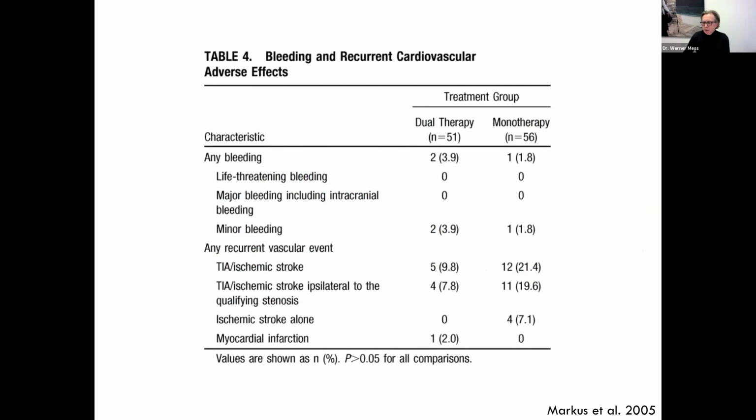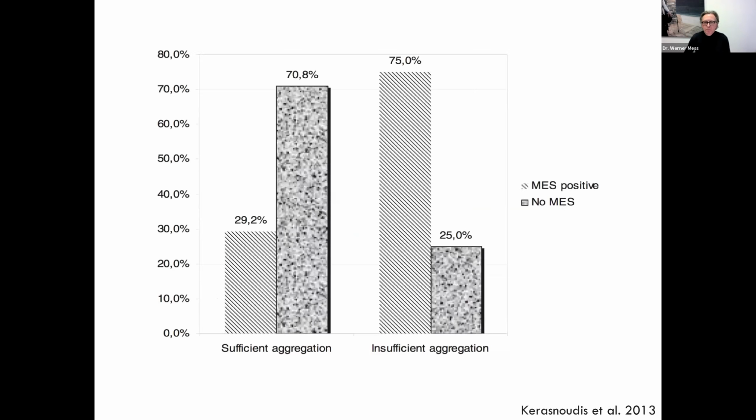And they also looked at the outcome. Unfortunately, the study was somewhat underpowered for that, but still we can see that the combined outcome of TIA and stroke was considerably better for the dual therapy than for the monotherapy. So taken together, you can measure the effect of medication, and you can also show that changing medication changes clinical outcome.